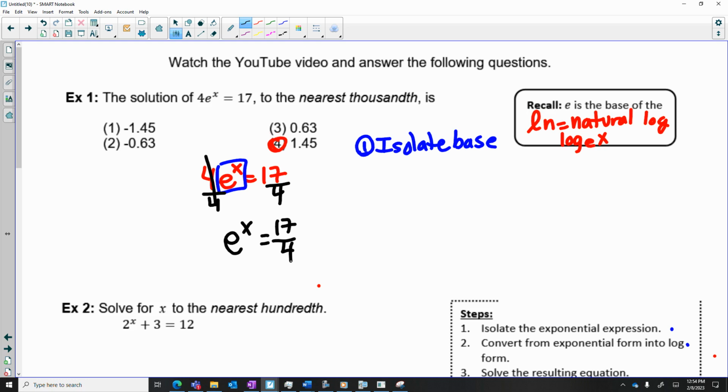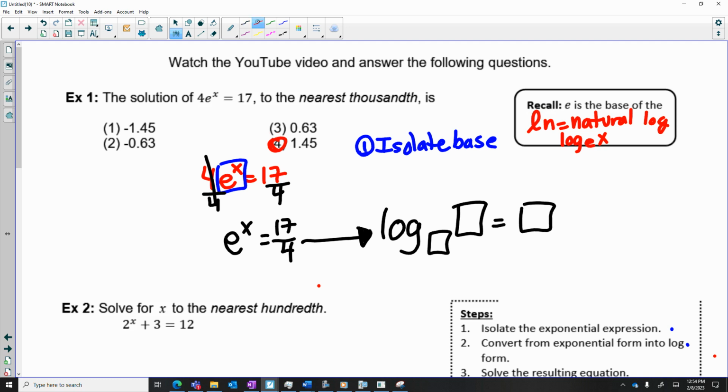Now the next thing I'm going to do is change this to a log. Today we learned about changing things to logs. It's going to be log, and then keep the base, and the answer and the exponent are basically going to switch. So remember, the base in this case is base e, and then the answer that we got goes here, and the exponent goes here. So we're going to keep base e, and then these two values, the x and the 17 over 4, are going to switch places. So this is going to be log base e of 17 over 4 equals x.